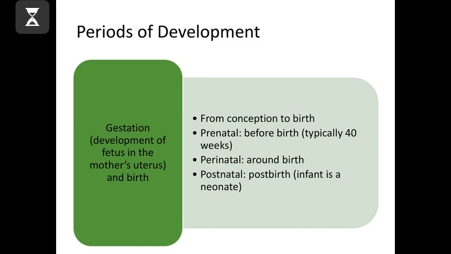And the first period of development is gestation. Gestation begins at the development of the fetus in the mother's uterus and continues through birth. So, from conception to birth. And this period is also known as prenatal, so before birth, prenatal, and it's typically 40 weeks, but we know that can vary.